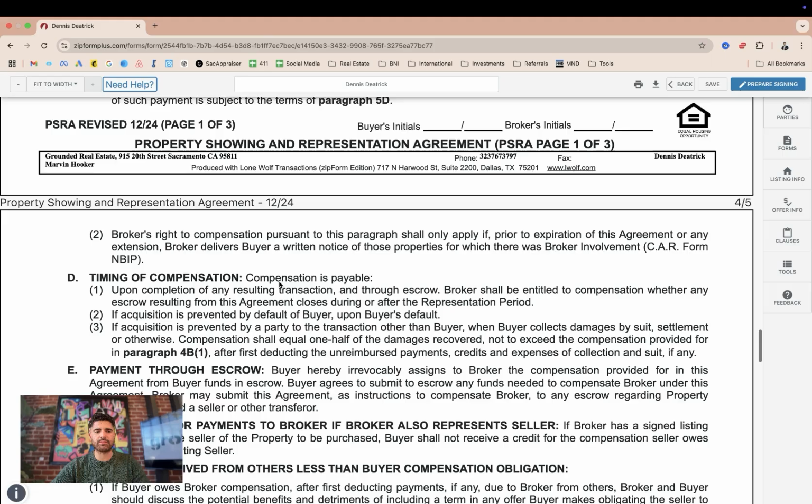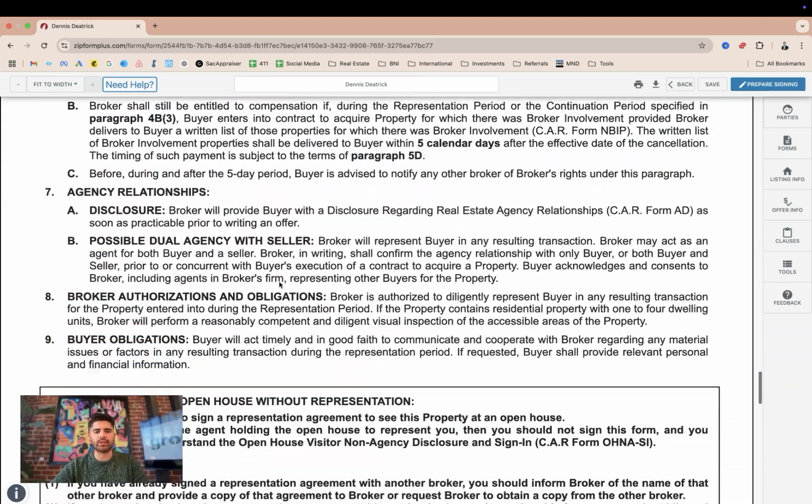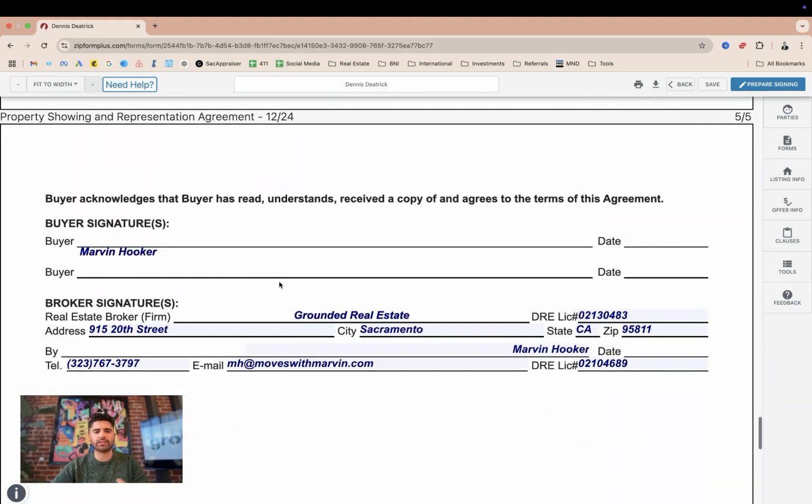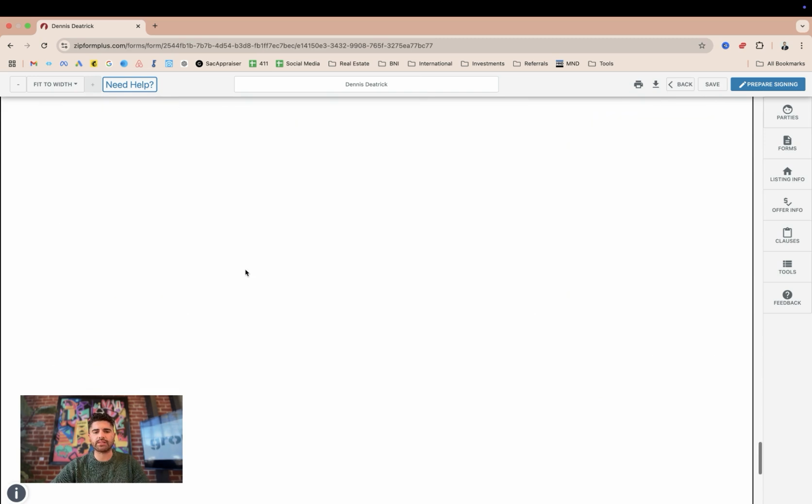And then again, each of these boxes that I just went over here shows the legal definition of what those things mean. So you can take a look through that, and then you'll just do a final signature here at the bottom, as well as myself.